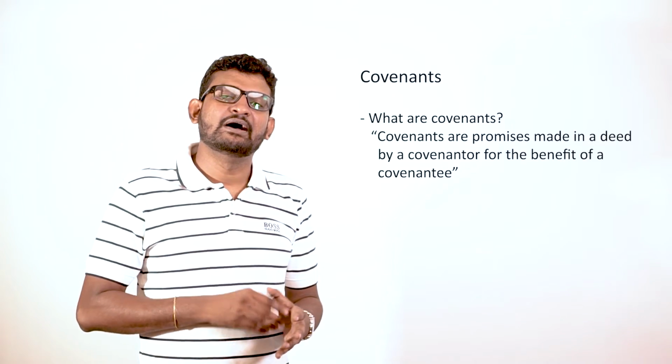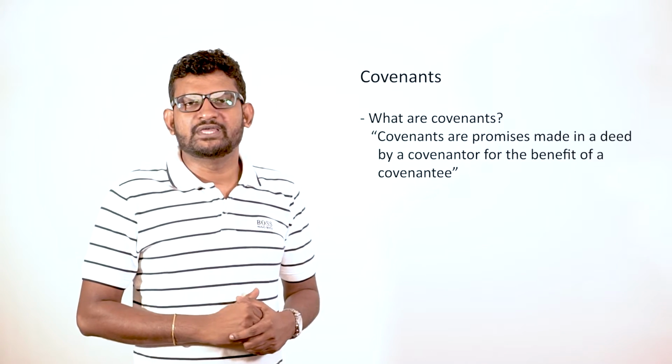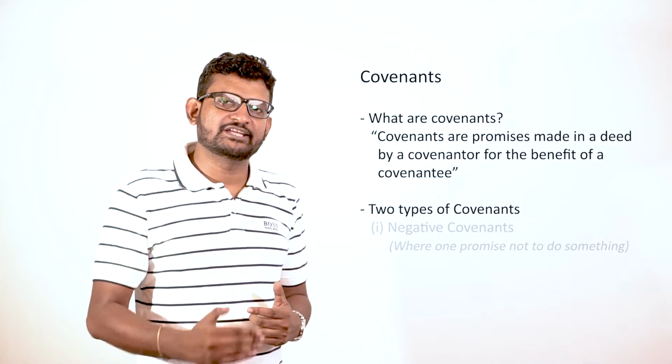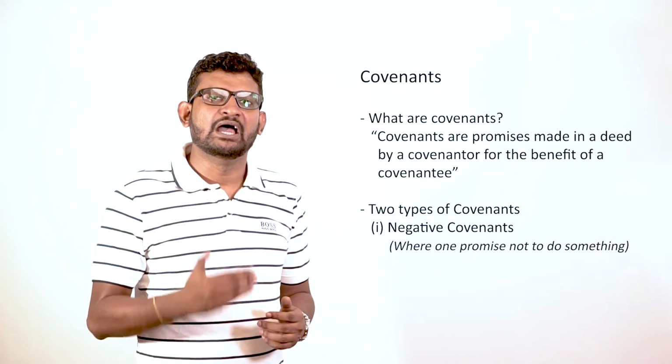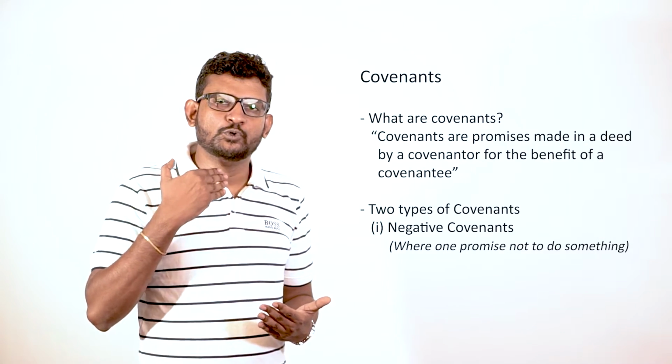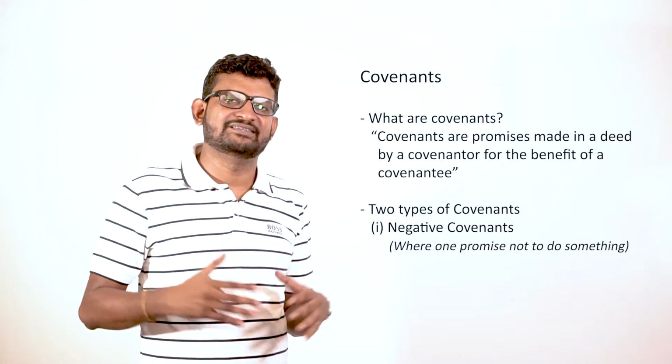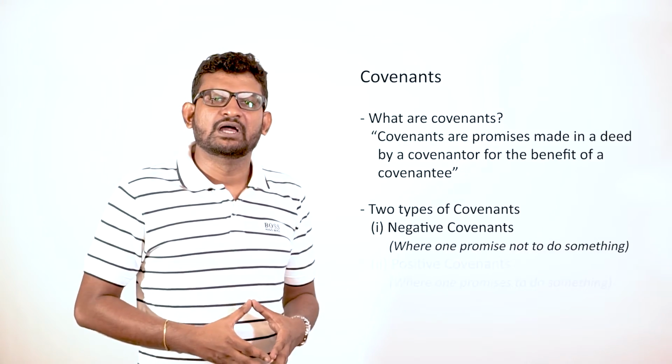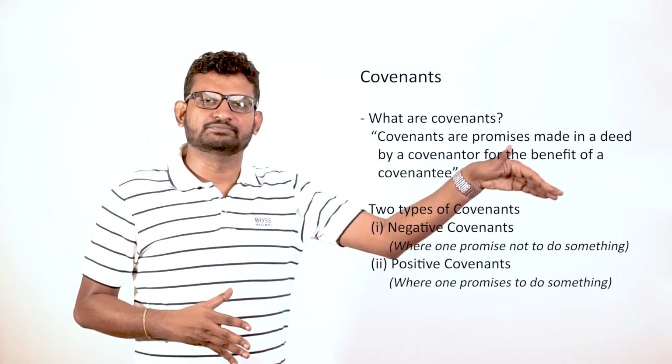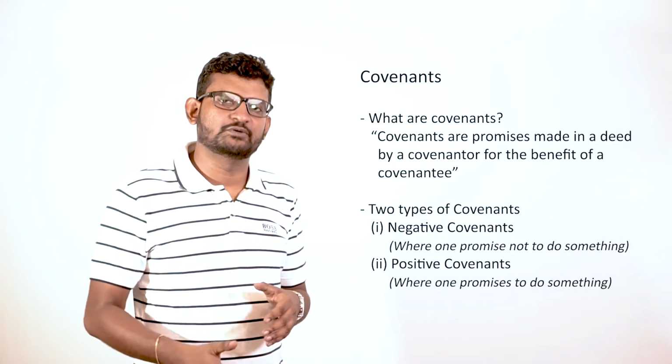Covenants. What are covenants? Covenants are promises made in a deed. There can be two types of covenants. Negative covenants, where you promise not to do something. I will not do commercial or business activities on this land. That would be a negative covenant. I will maintain this wall. That would be a positive covenant.